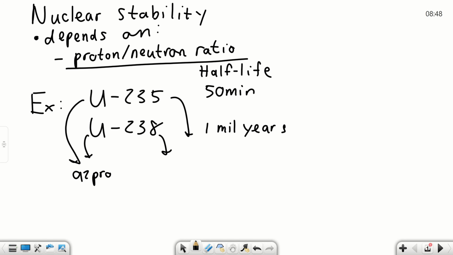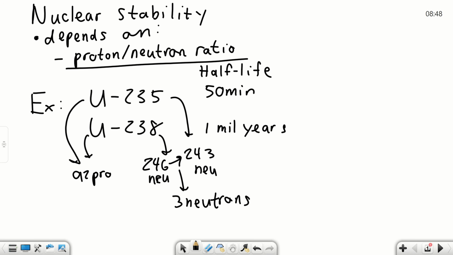If I do this math right, that should be 146 neutrons for U-238 and 143 for U-235. While it seems insignificant, this change of 3 neutrons causes the atom to be destabilized. The ratio of protons and neutrons, with the neutrons keeping all the protons apart, is just not good enough anymore, and the nucleus is able to break apart.